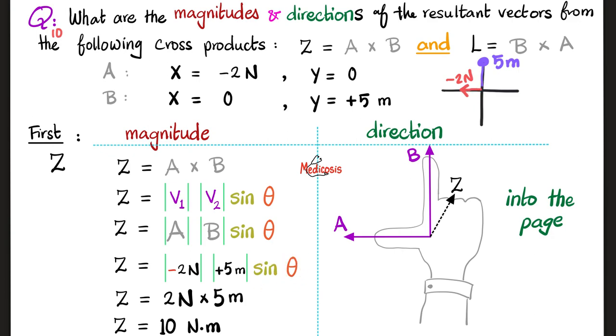And what is sine 90? The answer is 1. So just multiply positive 2 because I want the absolute value. So 2 times 5 is 10. 10 what? Newtons times meters equals newton meter. So that's the magnitude of the vector Z.